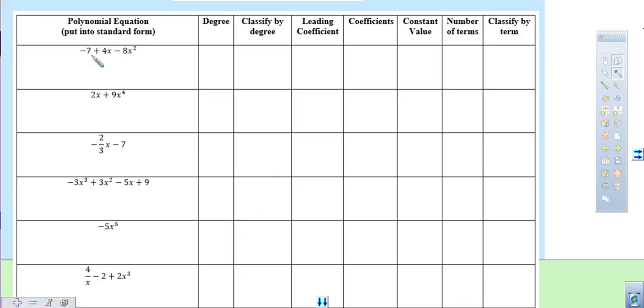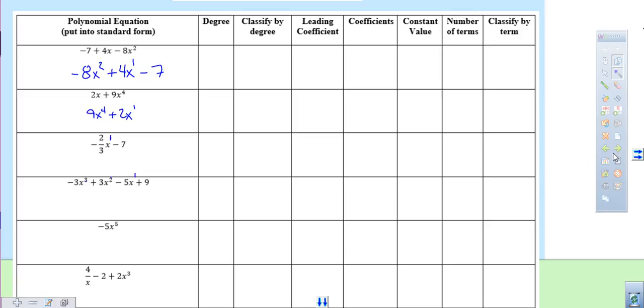All right, so standard form means we go from largest exponent to smallest exponent. So in standard form, this would be 8x squared, negative 4x, and then minus 7. That would be standard form because it goes from 2, 1, no exponent. So it's in descending order. If we put this one in standard form, that would be 9x to the 4th plus 2x, so it would be 4 to 1. This one's already in standard form. This one goes 3, 2, 1, none, so that's standard form. This only has one term.